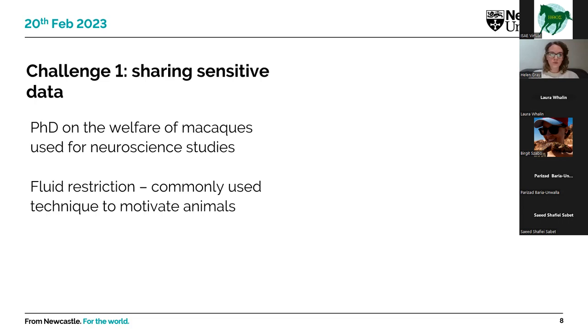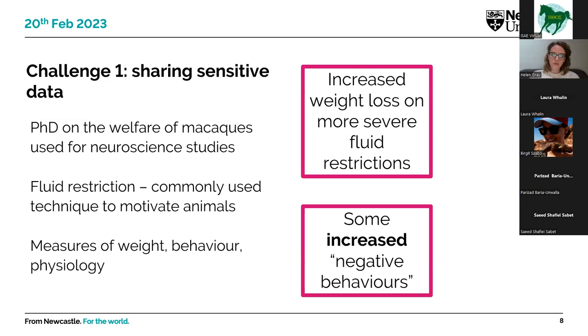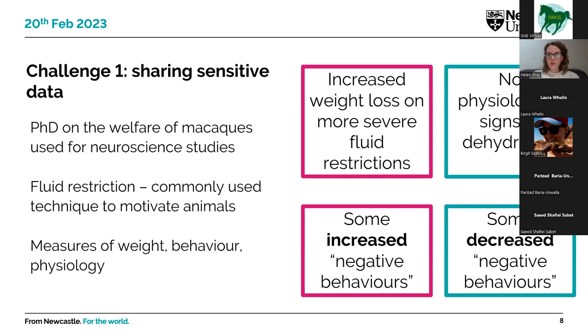So I took measures of rhesus macaque weight, behavior, and physiology. And I was looking at the differences in two different fluid restriction protocols. Broadly, my results fell into two categories. On the one hand, I found increased weight loss on more severe fluid restrictions and some increase in what I'm broadly terming here negative behaviors. On the other hand, I found no physiological signs of dehydration and in fact, some decreased negative behaviors as a result of more severe fluid restriction.